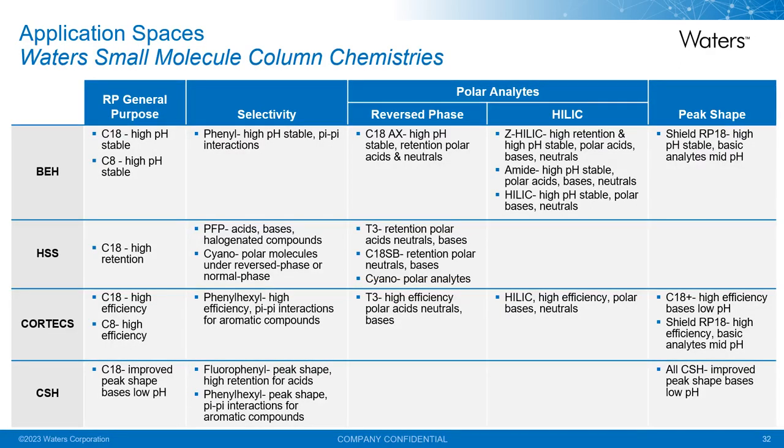With these same four categories, as we move to selectivity, you'll note that we start to introduce things like phenyl, which utilize a pi-pi interaction. For the HSS, we have the PFP and cyano phases. Cortex has the phenylhexyl, again, the pi-pi interactions. And with the charged surface hybrid, we introduce the fluorophenyl and again the phenylhexyl.